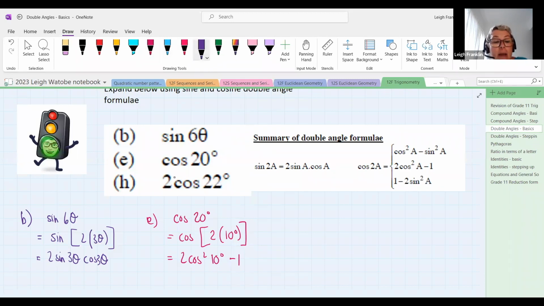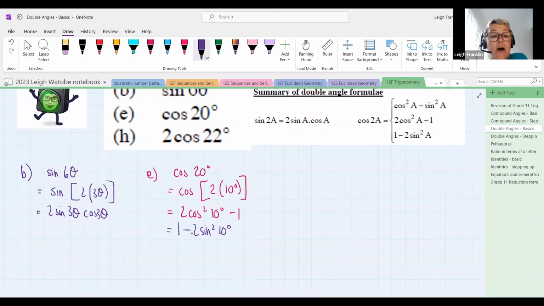Brilliant. And maybe somebody else said something different, which is also okay. If you said 1 minus 2 sine squared 10, that's also fine. And then, of course, our third option was to say cos squared 10 minus sine squared 10. Any of these 3 over here are perfectly acceptable. Okay, all right, let's see. I tried H, but you're not confident. You know what, Lisa? It does not matter.